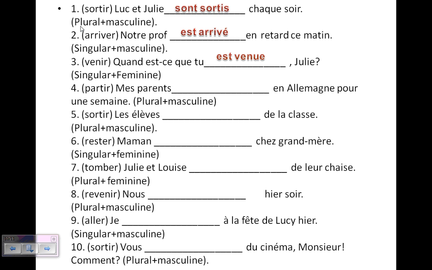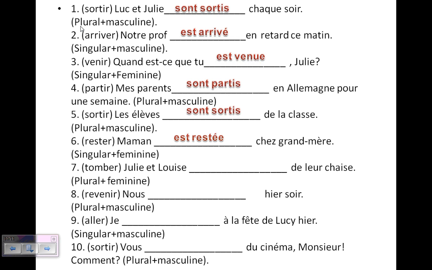3. Venir. Quand est-ce que tu es venu? Look how it's spelled with the E at the end, because it's Julie after. Julie is feminine. 4. Mes parents sont partis. Parents, it's plural and masculine. It adds an S to the past participle. Sont partis. 5. Les élèves sont sortis. Les élèves is plural masculine. Sont sortis. That's how you spell it.